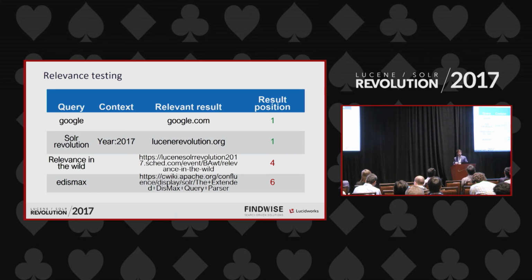Probably when you add some kind of boost on the year, you're going to have a better result for the second one, but you might lose something about the Edismax because maybe the documentation for Edismax is old or whatever. Also, as you advance your relevance model, not only the fields that we were speaking about, you might have a lot of boosts based on the user information. You want to add all of those to your relevance testing.